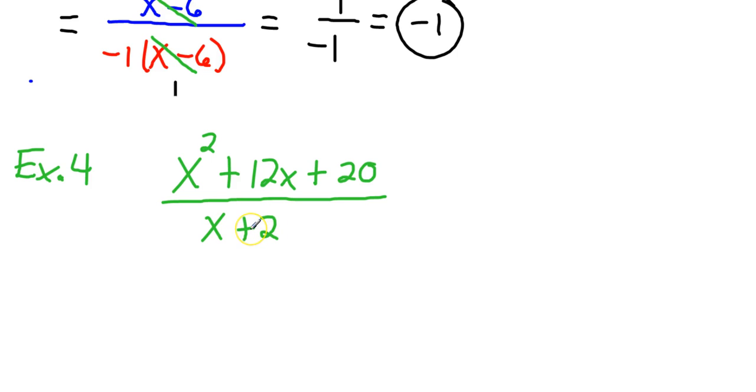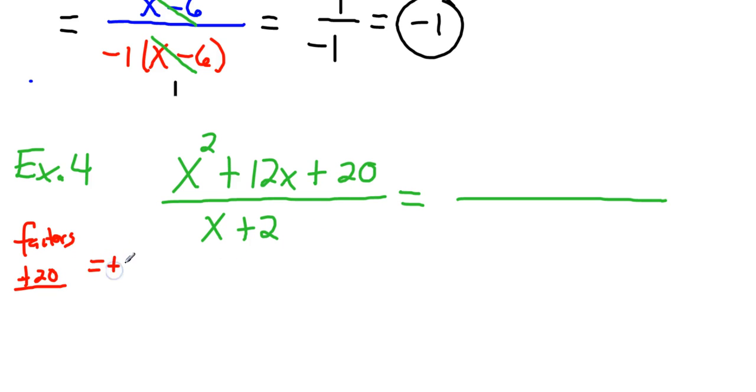Now the bottom part, nothing you can do there. You've got the x plus 2. The top part, though, you've got to break it down. So on the top part, you're looking for the factors of 20, and it is a positive 20. You're looking for the pair that has a sum of positive 12. The good thing is here, they're all positive, so we're adding things together.